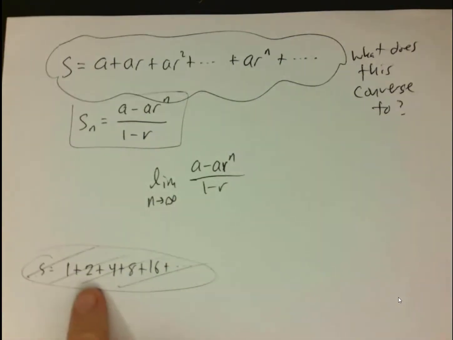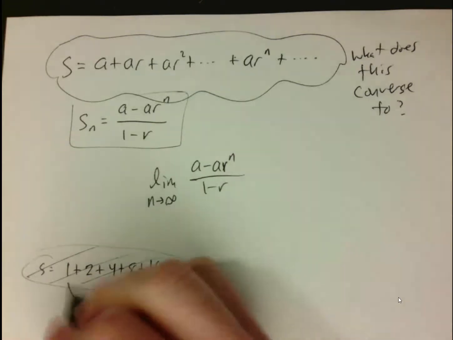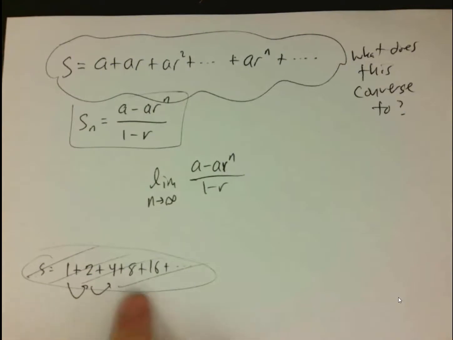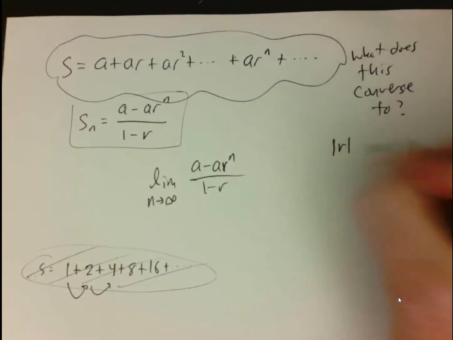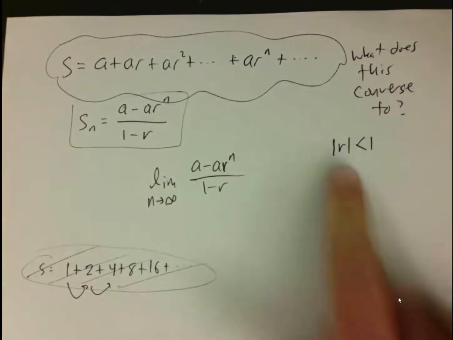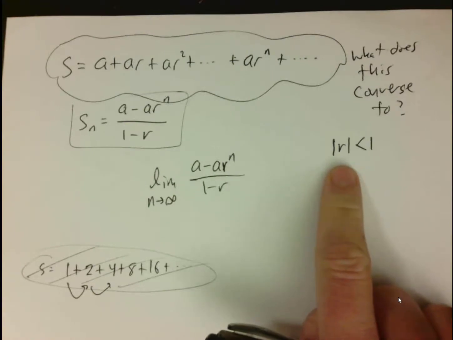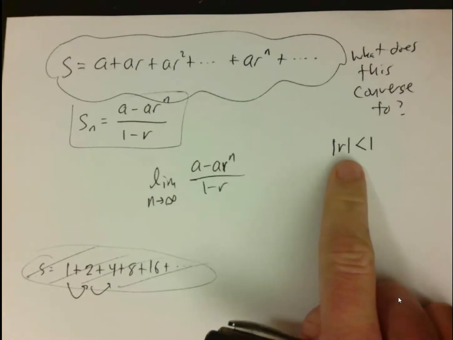So it seems like at a very minimum, if you're going to add up an infinite number of things and have that sum approach a finite value, the things that you're adding have to be getting smaller and smaller and smaller. And it seems like the things that we're adding are only going to get smaller if what we're multiplying by to get from one term to the next is smaller than 1. So let's impose the condition that absolute value of R is less than 1. Why absolute value? Let's think about that in a minute. But let's say R is less than 1.